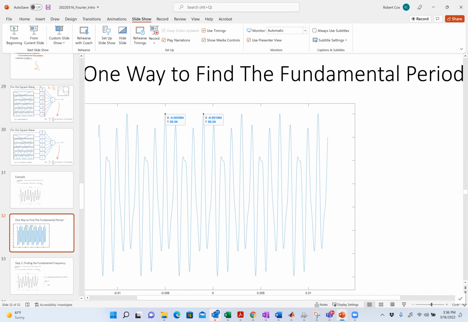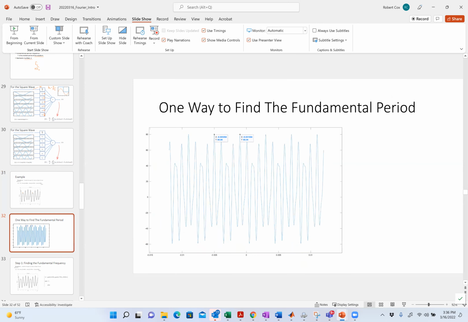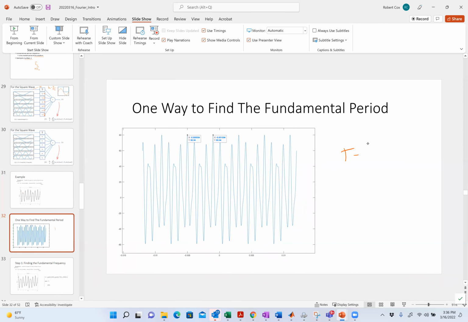0.005 and 0.0001, right? So this guy works out to be a period of 4 milliseconds. What would the frequency be? The period's 4 milliseconds. What's the frequency? 1 over 0.004, which works out to be 250. Yeah, you got the right idea. All right. So 4 milliseconds leads to 250 hertz.